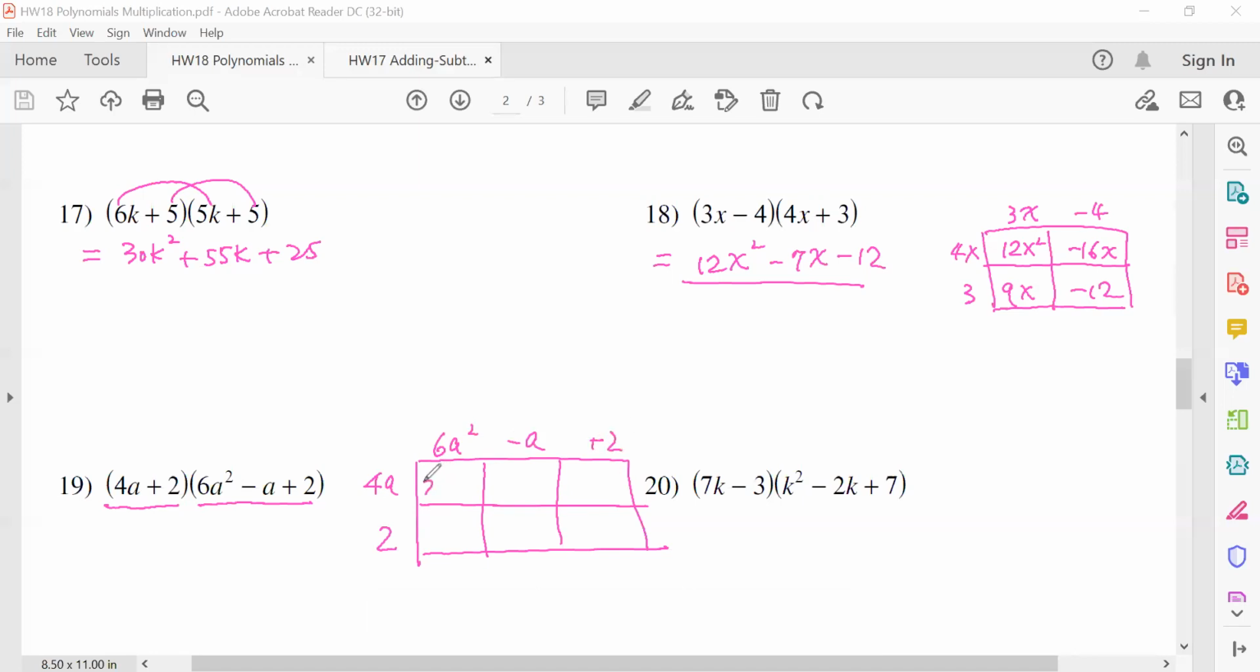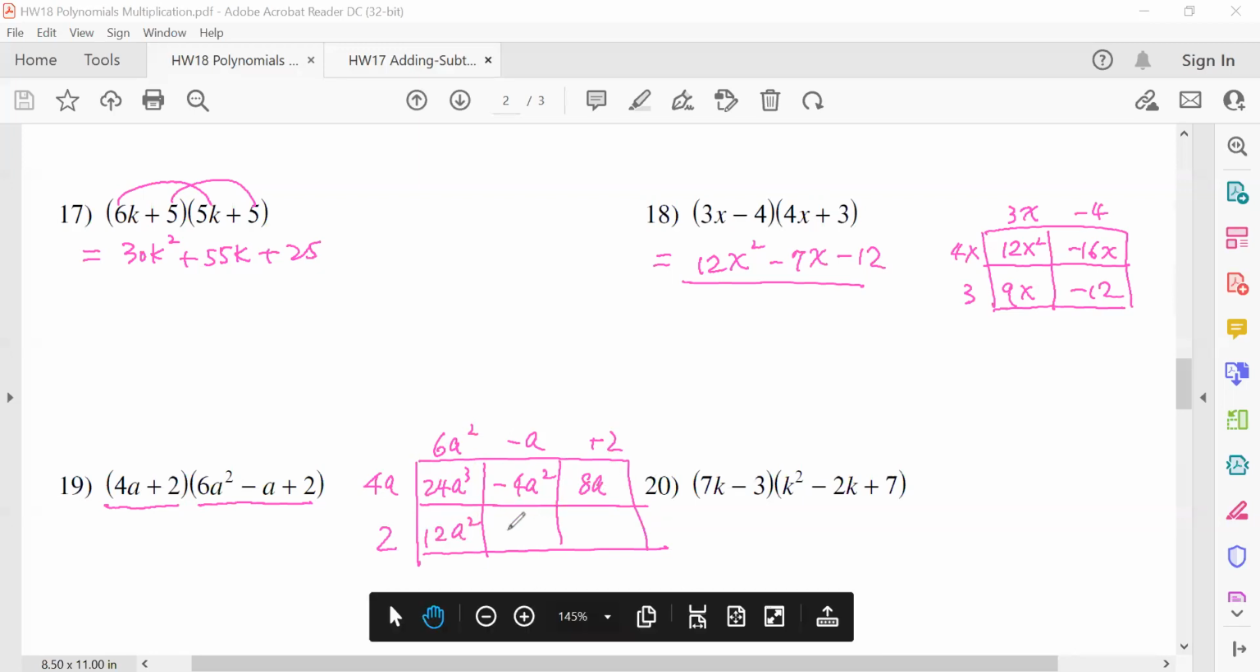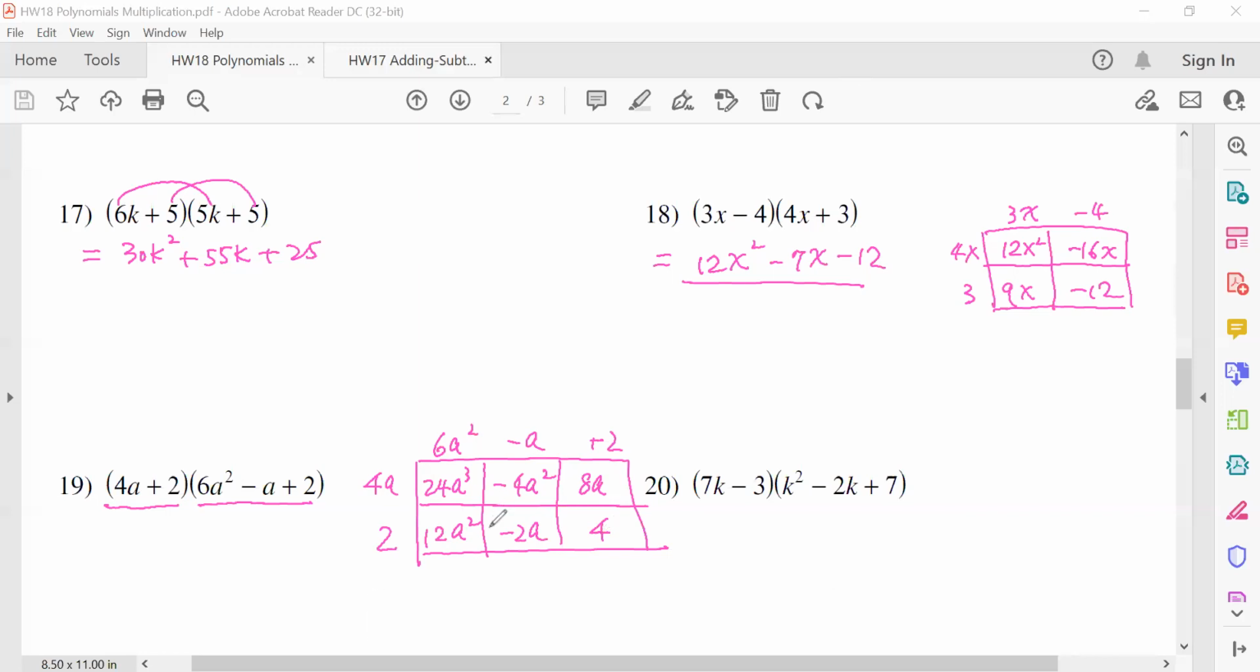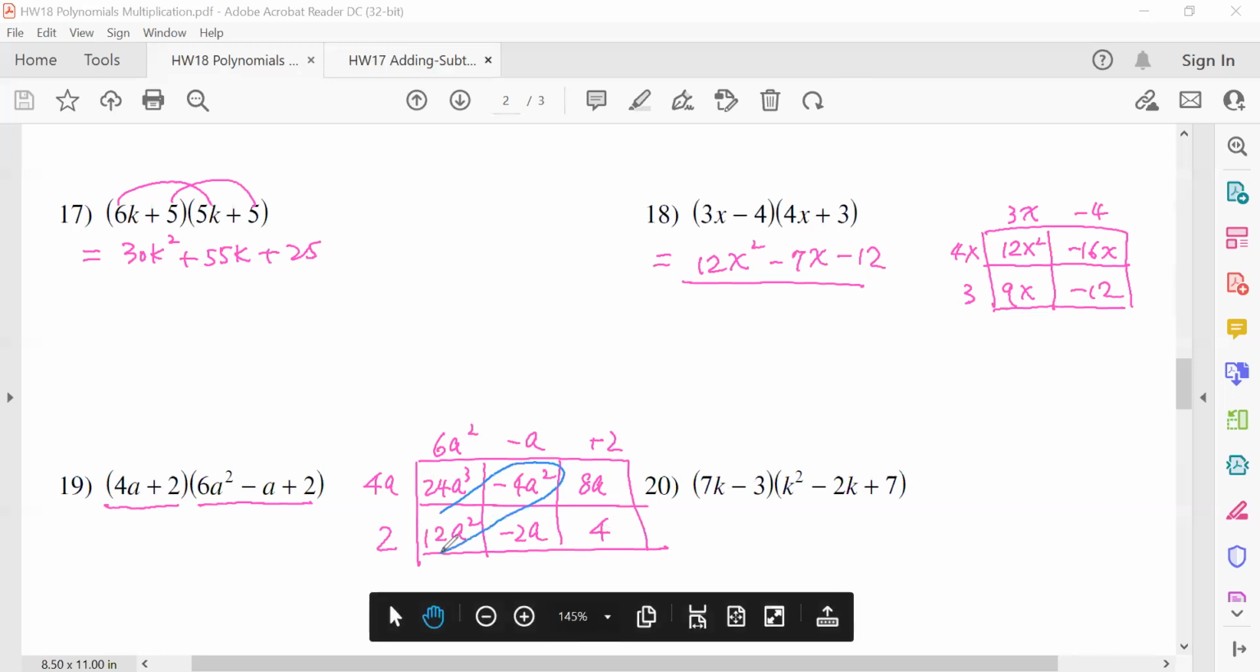So you get 24a cubed. What about this rectangle? Negative 4a squared. What about this one? 4a times 2 gives 8a. What about here? 12a squared. Here it becomes negative 2a. Here positive 4. All right, so you can see the like terms. These 2 are like terms, and these 2 are like terms. You can easily find the like terms.